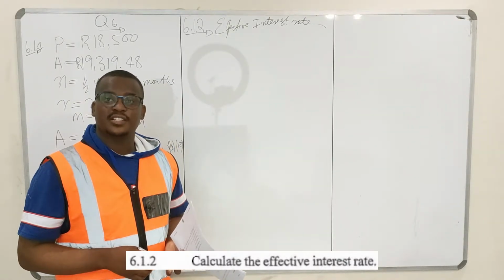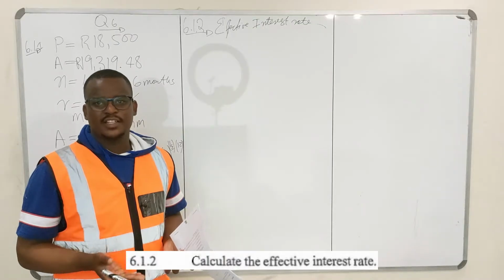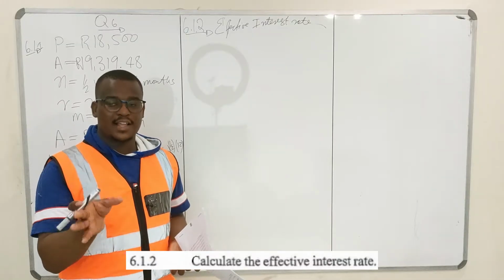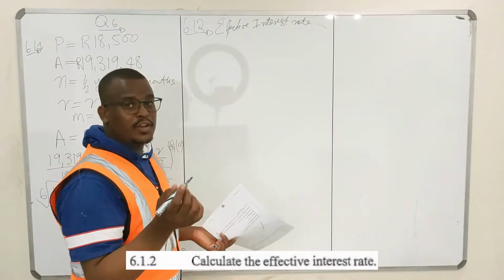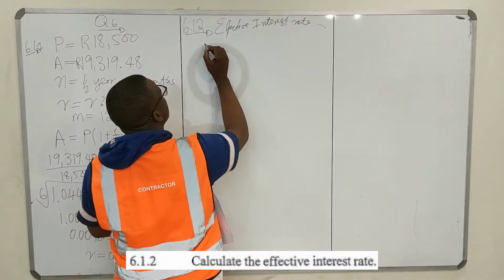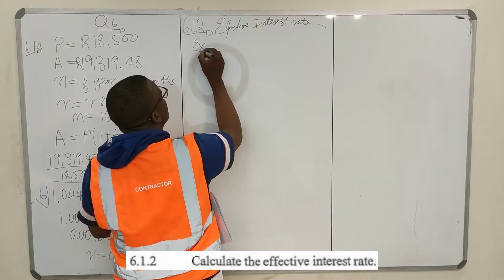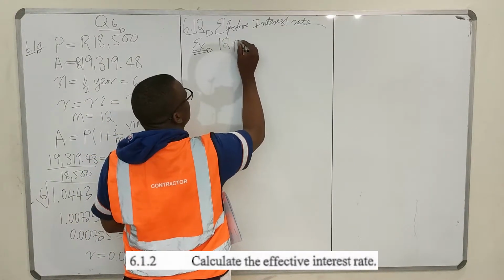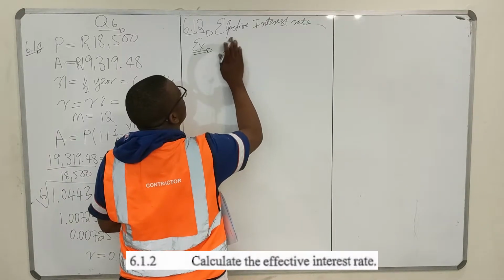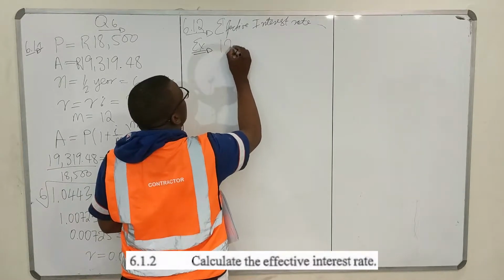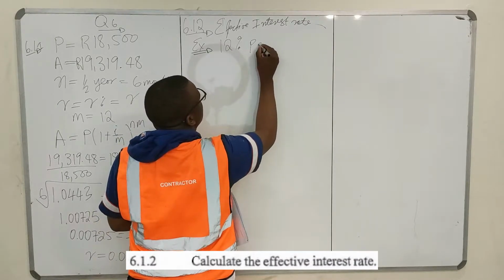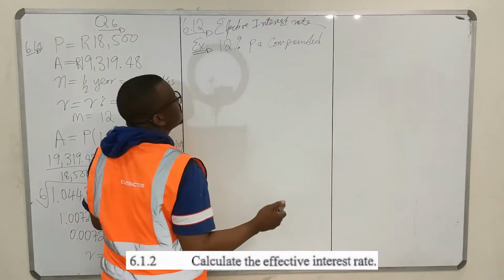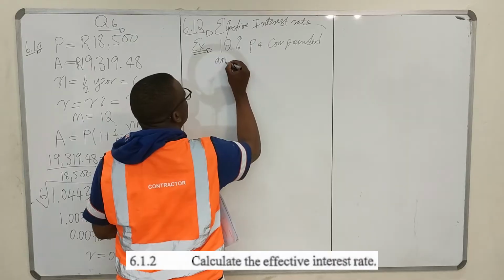What is an effective interest rate? An effective interest rate is a type of interest rate where the quoted interest and the compounding periods are the same, right? So I'll give you an example. Let's say you have an account that earns an interest rate of 12% per annum, compounded annually.